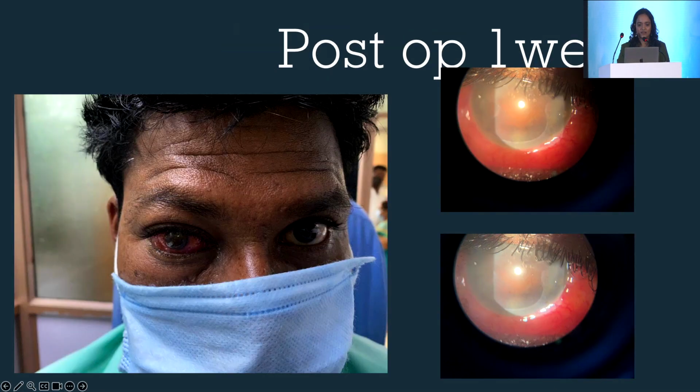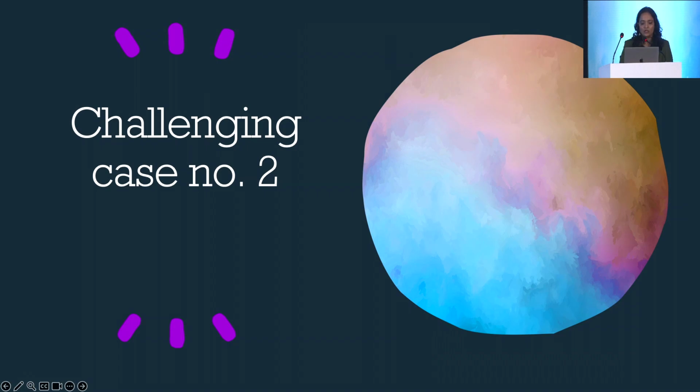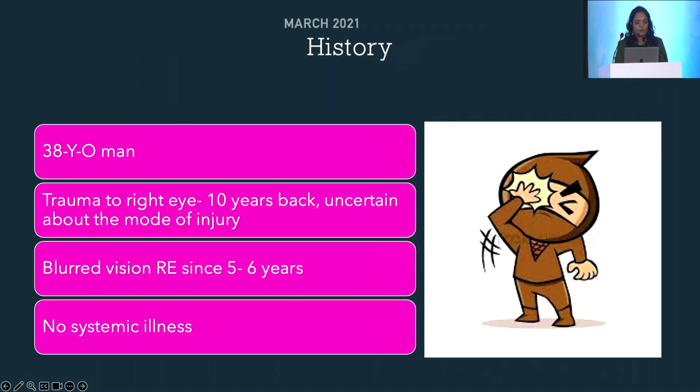So the eye was saved. So this was post-op 1 week. A retina photograph could not be obtained because of the haze. But now you can see that he's actually opening his eye, and the movements also have been restored to a large extent. So that was a case of panophthalmitis, GRT, and an intraocular foreign body.